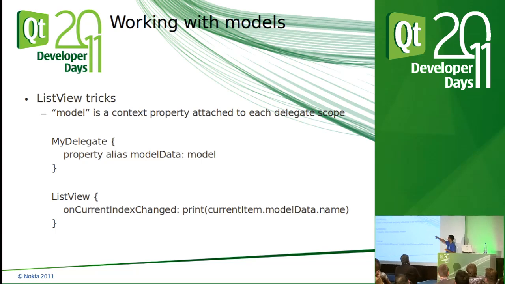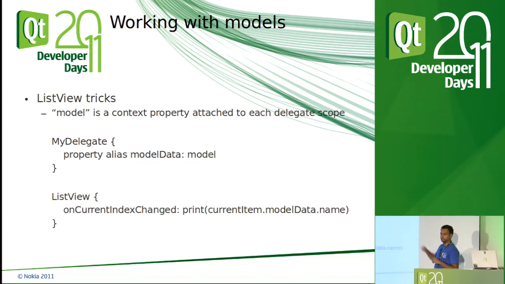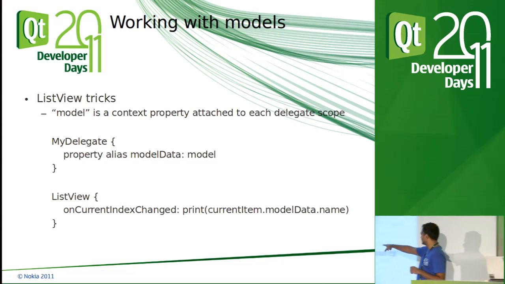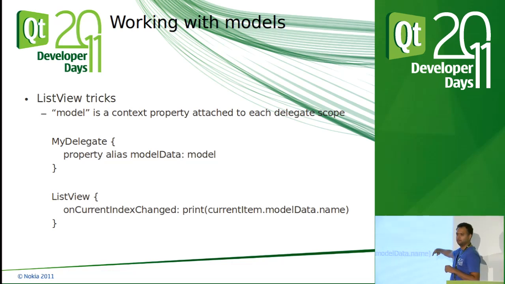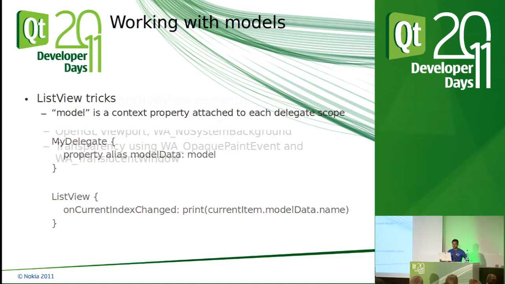What you can do in your delegate is that you can expose this model context property as, let's say, modelData. So my delegate exposes the model as modelData. And then in your list view, which uses my delegate as its delegate, you can access the current item's modelData.name. So this is the name role associated with the modelData for that delegate. It's a cool trick to know, very useful.